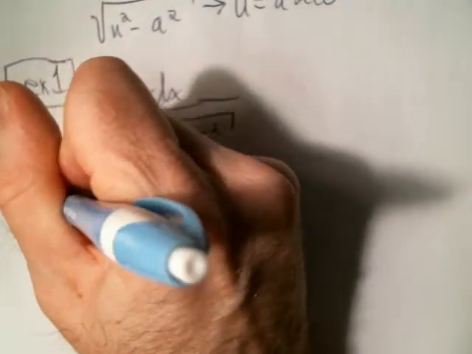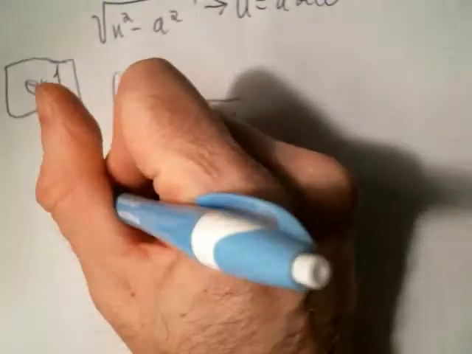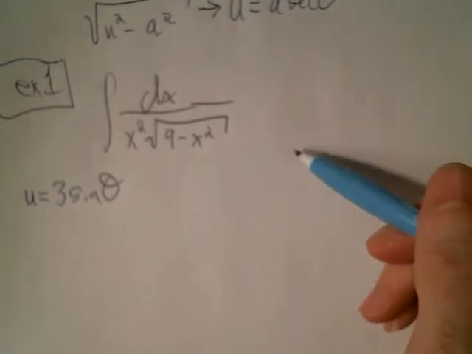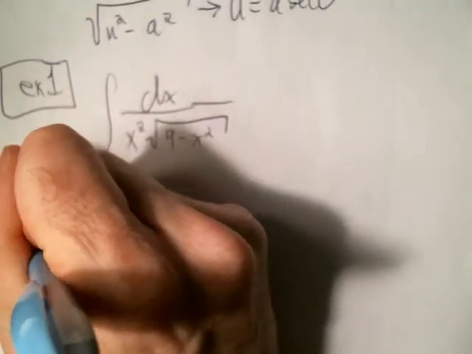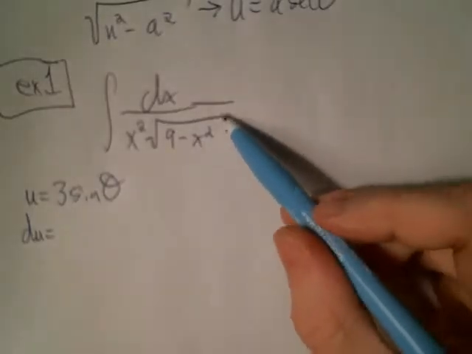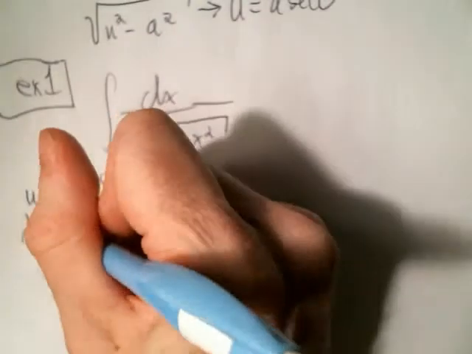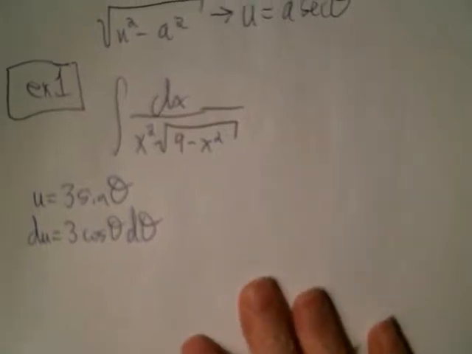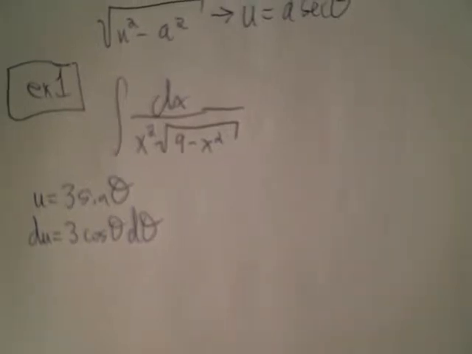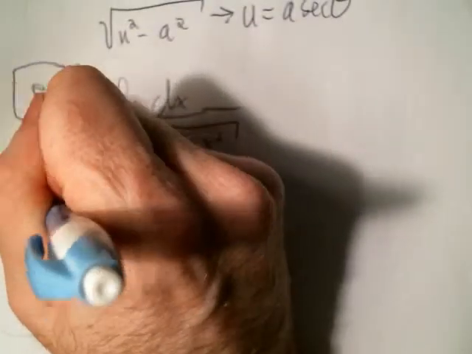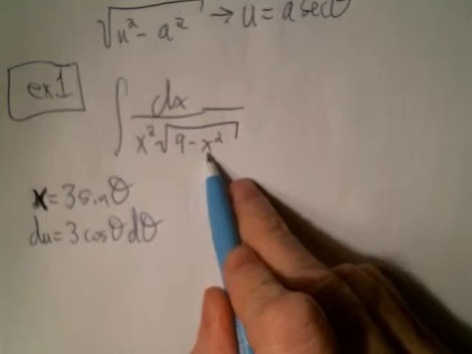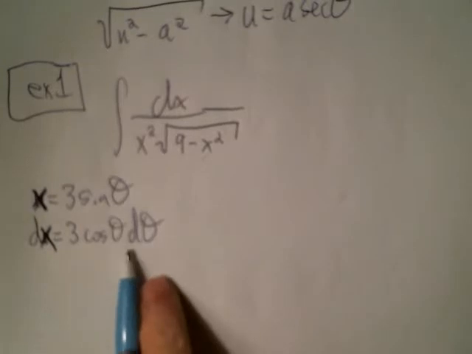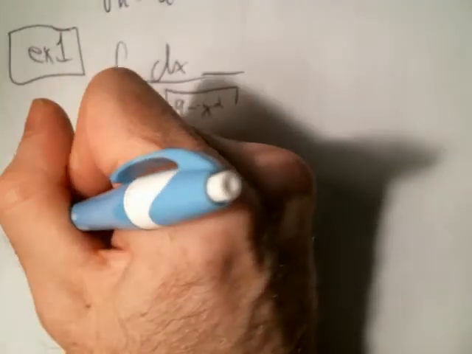Okay, so we'll let u equal a. In this case, a is 3, and then sine of theta. To evaluate this, I know there's some information I'm going to need. I'm going to need du. So du is going to be 3 cosine theta d theta. Okay, and actually we shouldn't use u. It's just x. Let's just write that as x. We're going to let x equal 3 sine theta. Here, dx equals 3 cosine theta d theta. Okay, so this will get the problem started.